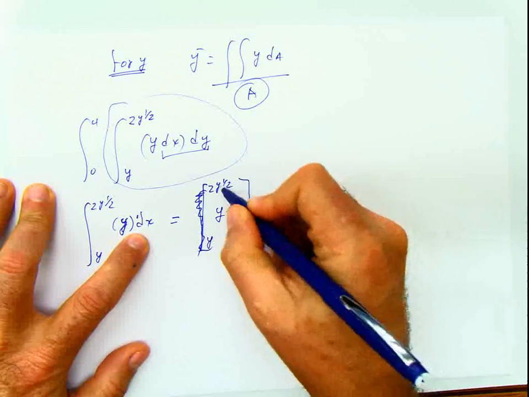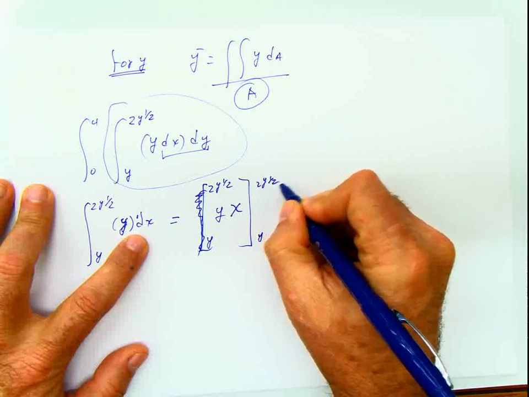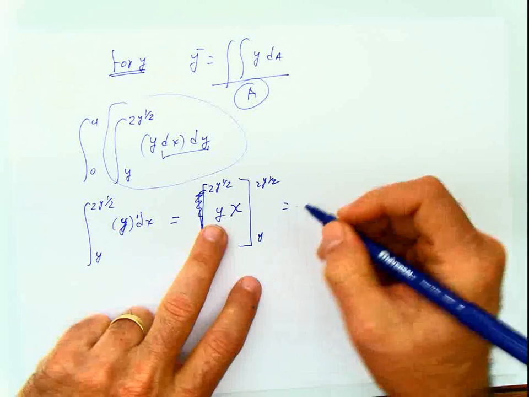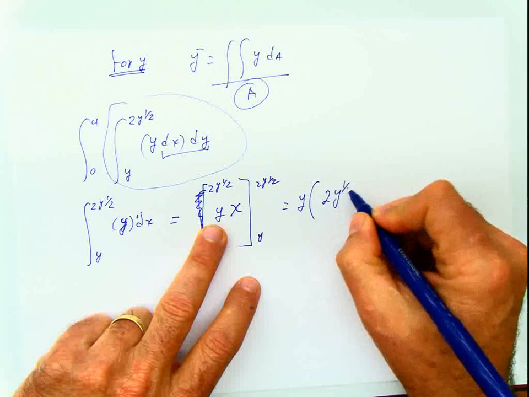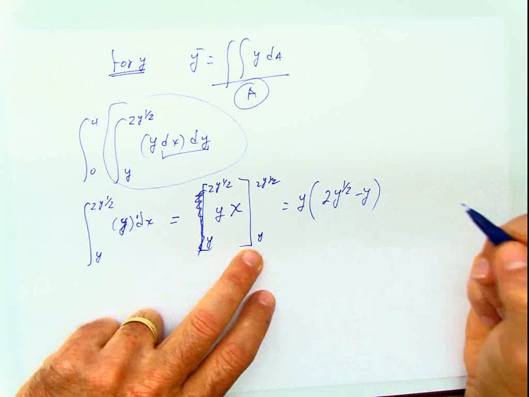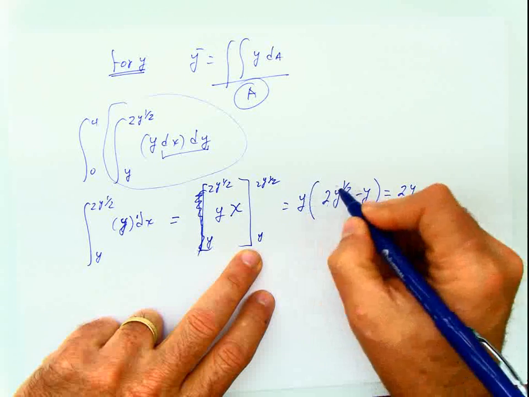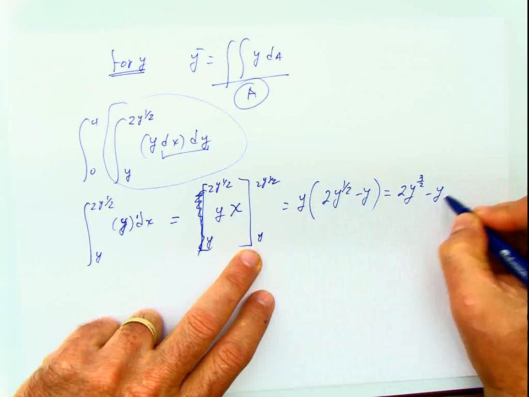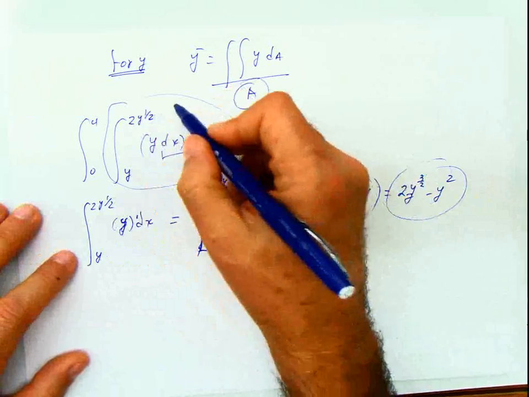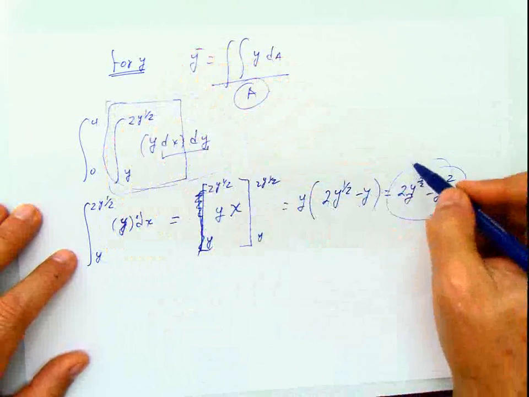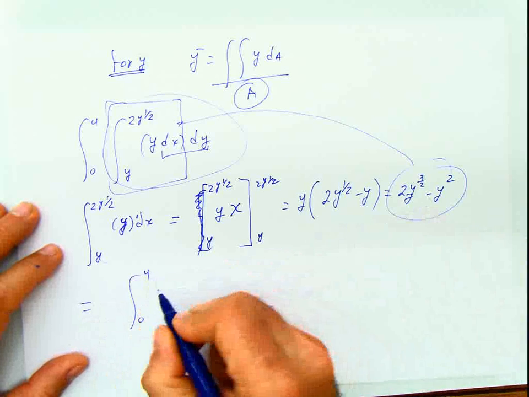from y to 2y to the 1/2, and this is going to be equal to y that multiplies 2y to the 1/2 minus y. So this is going to be equal to 2 times y to the 3/2 minus y squared. This is the inner part of the integral. So I'm going to plug this back in there, and this is going to be 0 to 4 of this.